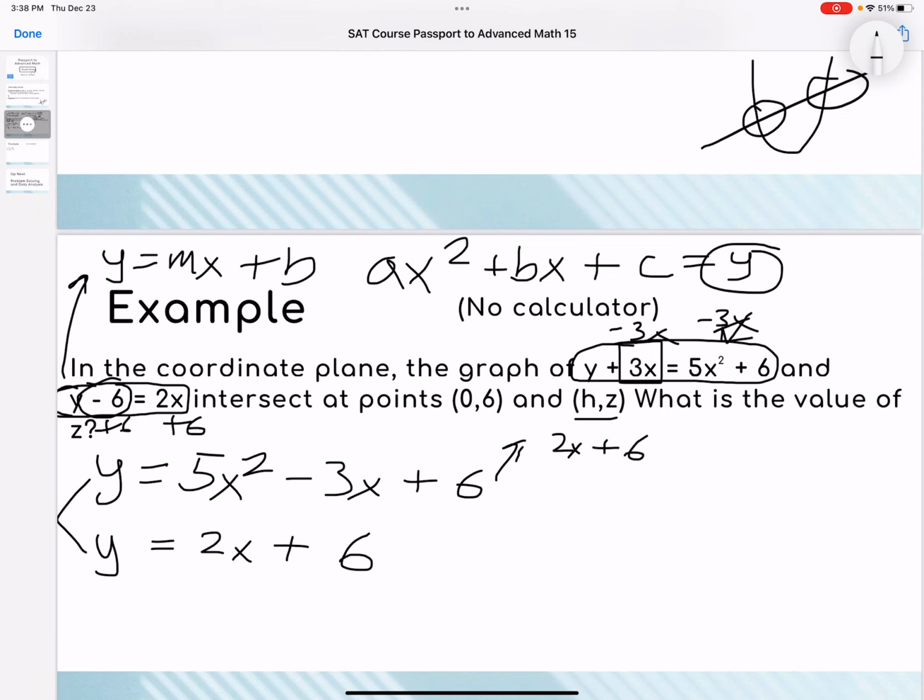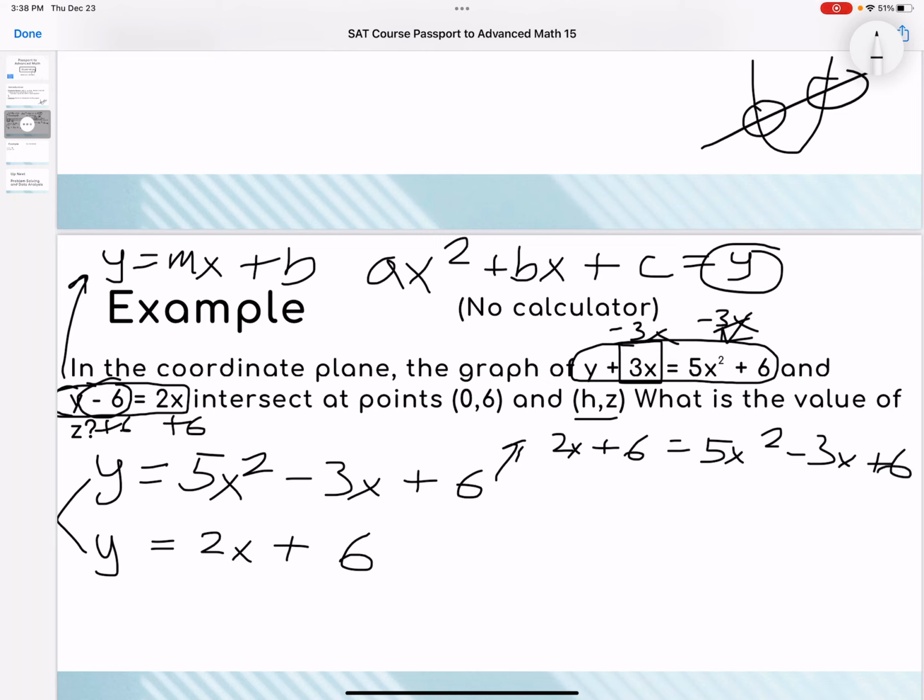And essentially that's a substitution, right? Because if we see that 2x plus 6 equals y, well, then we can plug it in for y in that first equation, right? When it's being compared on the other side of the equal sign to our quadratic function. So 2x plus 6 is equal to 5x squared minus 3x plus 6 is the resulting equation.